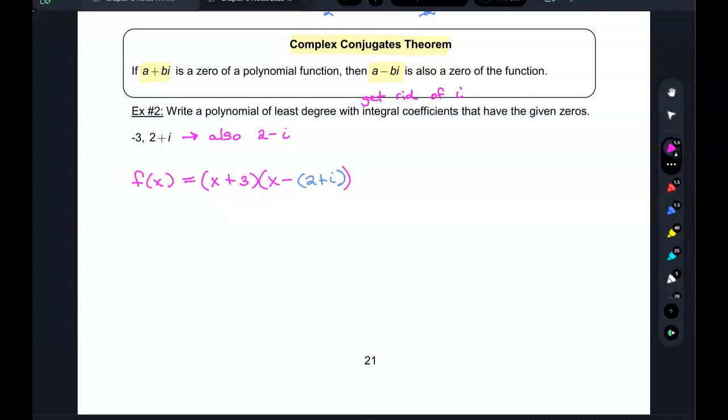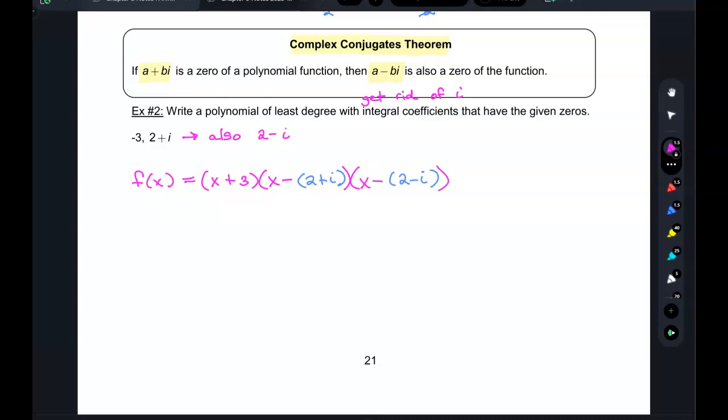Wait, what did you do? Plus minus, and also. Okay, you'll see why. If you want, you could distribute the minus sign. I think it's easier to leave it. You'll see when I FOIL. So, are we okay with that? Yeah. x minus 2 plus i. And then the other one's going to be x minus 2 minus i.